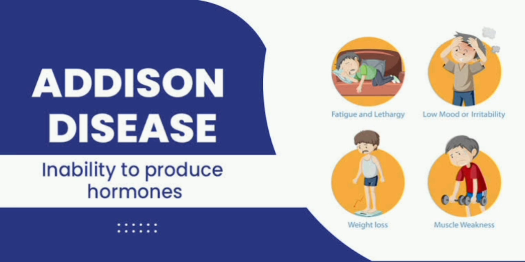So investigation, first of all, full blood count: anemia. We can find urea and electrolytes: they have low sodium, hyponatremia, and low bicarbonate, high potassium and calcium, and low glucose. 24-hour cortisol in urine or early morning cortisol in blood. ACTH level is elevated. Plasma renin is high, aldosterone level is low.